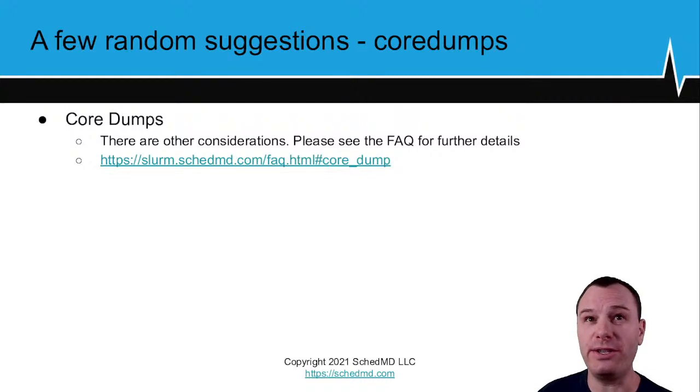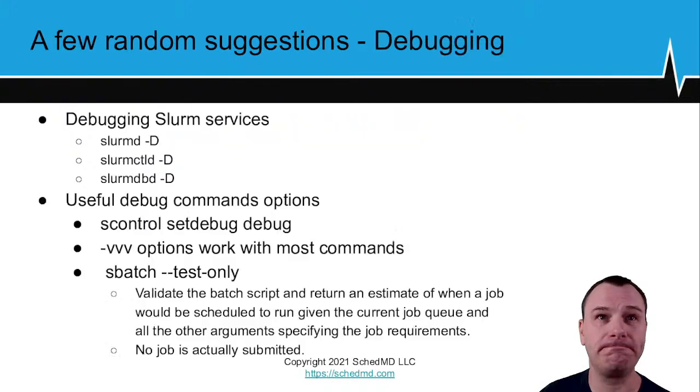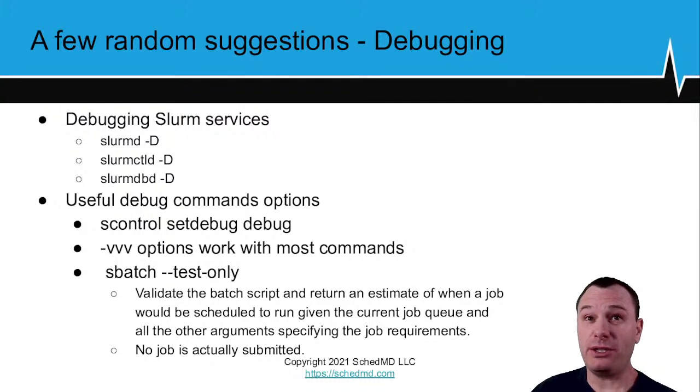There are other considerations. Please see the frequently asked questions page for further details. The final random suggestion to be aware of is debugging options. Each service has a -D flag, which will run the service in the foreground and print debugging directly to the terminal. Note that you would not normally use these unless directed to do so by support. However, these are useful if, say, a service such as slurmd is not starting, and the logs do not contain enough information. Continuing on, there are also some useful commands to be aware of.